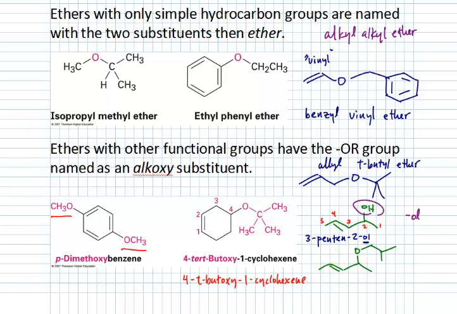In this compound, though, the double bond is the primary functional group because the name of this compound is going to end in -ene. The ether part is going to be a substituent on the rest of the molecule. So in this one, I'm going to number it so that the double bond has numbering priority. So we're going to have some sort of alkoxy group on carbon 4, and then we'll end it with 2-pentene.